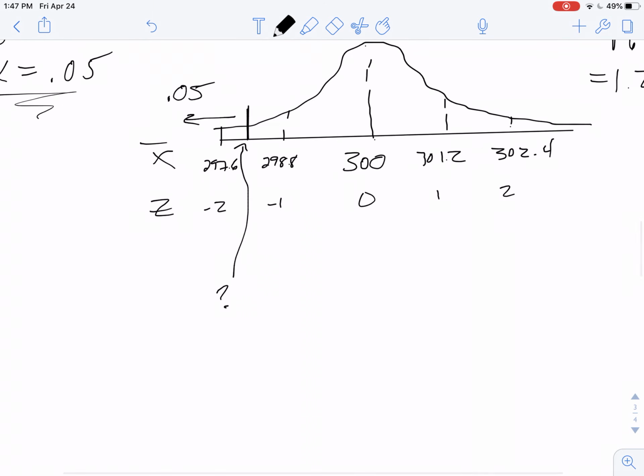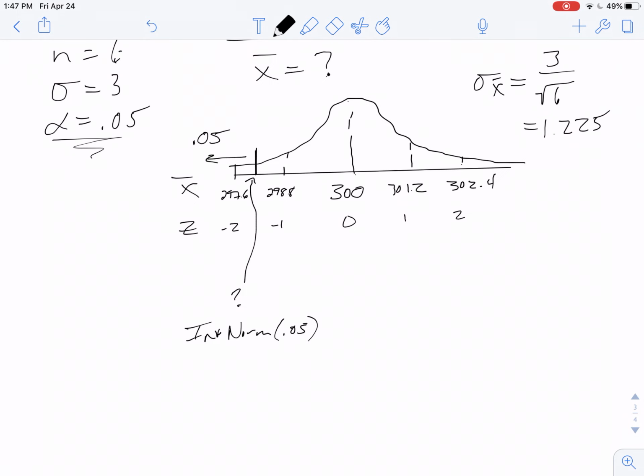Okay, so that can be done using the inverse norm calculator function. On my TI calculator, I'm going to do inverse norm of 0.5. And if I do that, that's going to output a z-score of negative 1.645, which is probably a number you're used to using. So now I want to convert that back to an x bar value. I do that by taking my mean of 300, subtracting that z-score times my standard error.